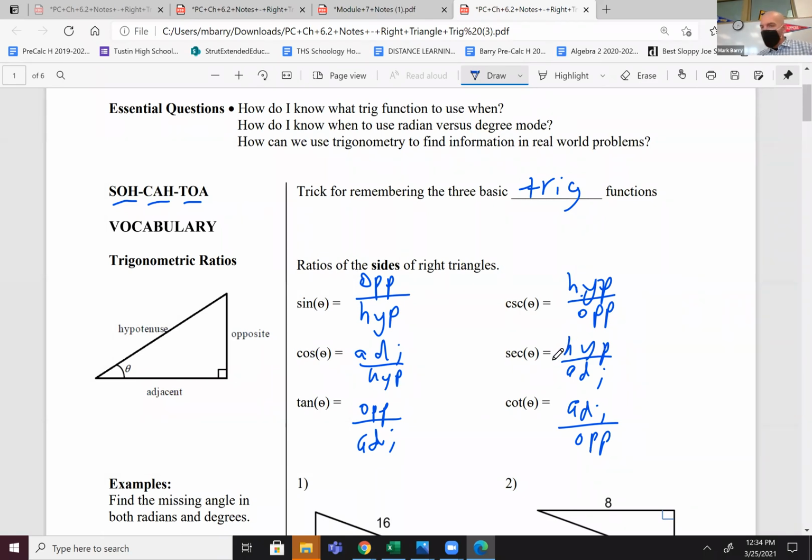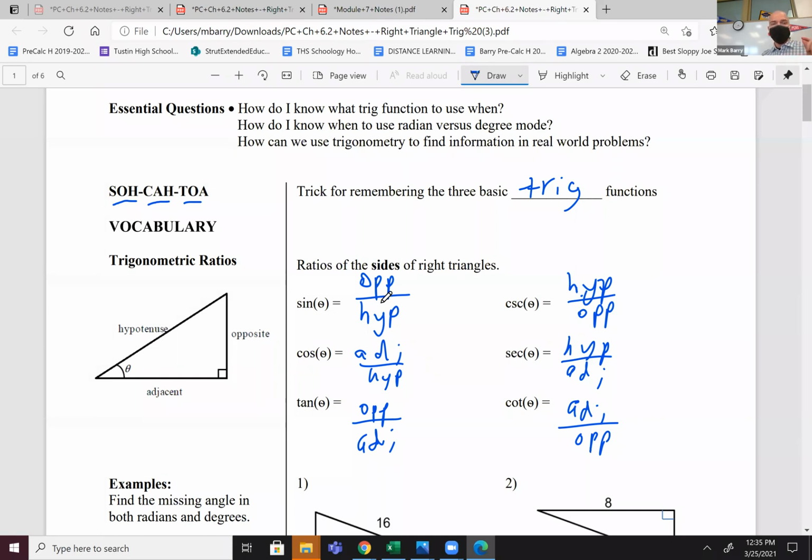Now before we move on, usually when I teach this, people have a problem with the names over here, especially secant and cosecant. A lot of people say, hey, Mr. Barry, shouldn't secant be the reciprocal of sine and cosecant the reciprocal of cosine? That would make more sense, wouldn't it? And I would kind of agree with that. So I looked up why secant is the reciprocal of cosine and cosecant is the reciprocal of sine.